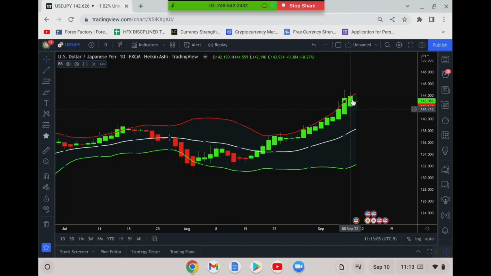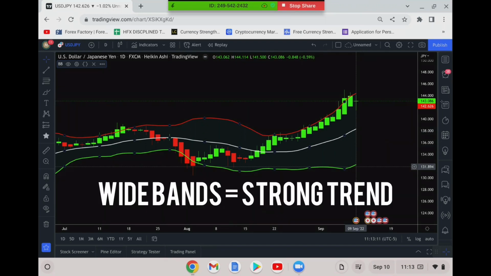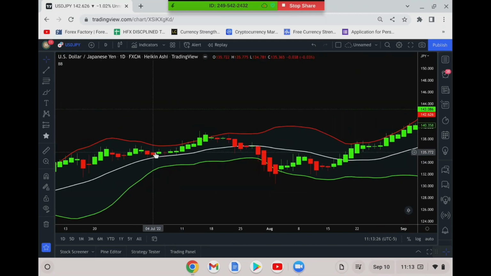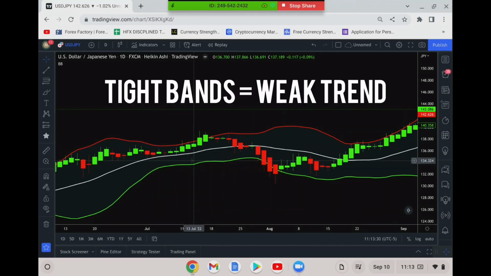Now, I want you guys to understand that the wider the bands are, the stronger the trend will be. And let me just show you. Let's go to the past. So we can see here, when price didn't have a lot of momentum, the bands were really close together.